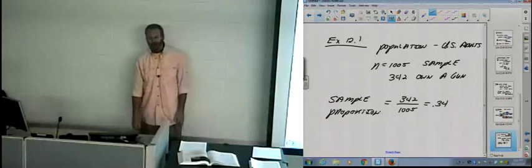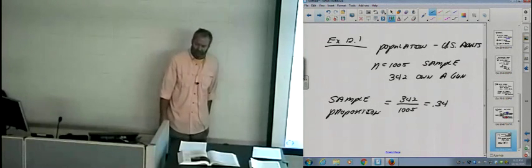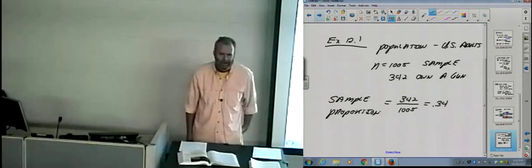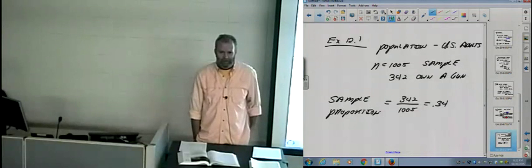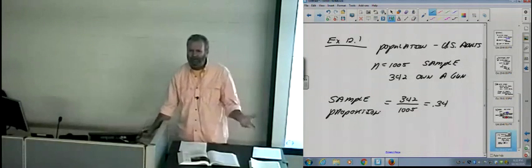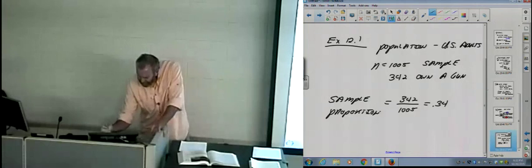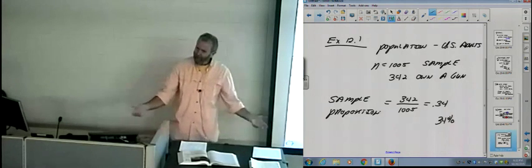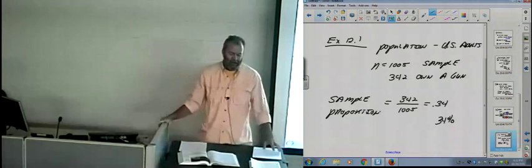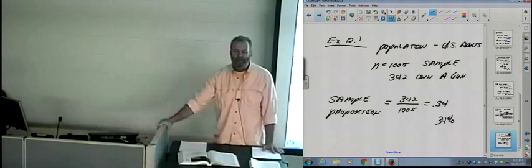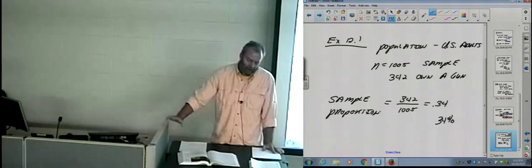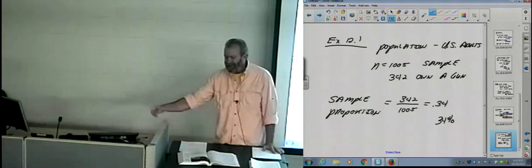Now, nobody wants to hear that your sample proportion is 0.34. What do we do with that number? Everybody's going to tell you 34% of your sample own a gun. People don't want to hear about 0.34. They want to hear about 34%. So they always move the decimal place to the right and put the little percent sign.